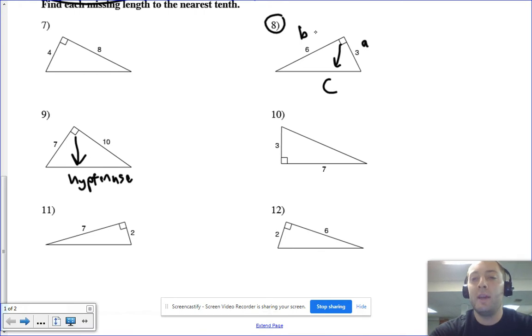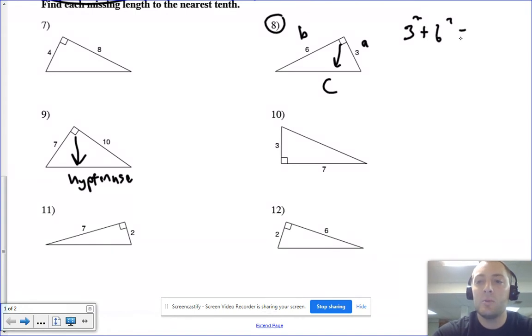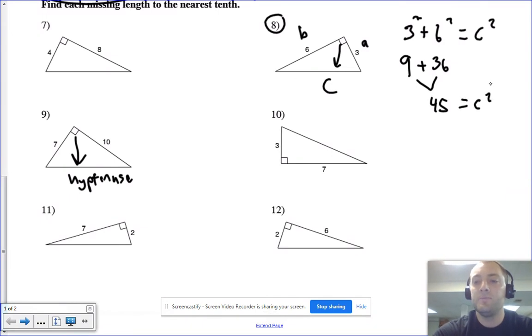So if I use the Pythagorean theorem, I would plug in 3 for a. So 3 squared plus 6 squared equals c squared. And now my job is to solve for c. 3 squared I know is 9. 3 times 3 is 9. 6 squared I know is 36. So 36 plus 9, you can check that, is 45, equals c squared. Okay, now that gives us c squared, but how do we find c?